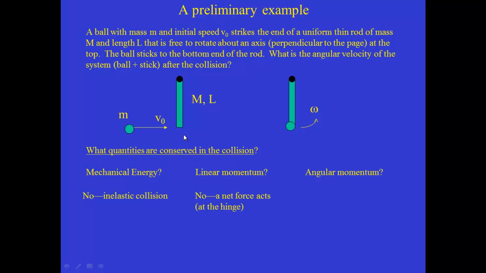So linear momentum is not conserved. What about angular momentum? The condition for angular momentum to be conserved, we just learned, is that the net torque on the system is zero. And here we can say yes, because the force that the hinge supplies, acting on the rod plus the ball, is along a direction that passes through the rotation axis, which means even though there's a force, it doesn't produce a torque. So we can look at this system and write down the angular momentum of the system before the collision, write it down after the collision, and then set them equal.